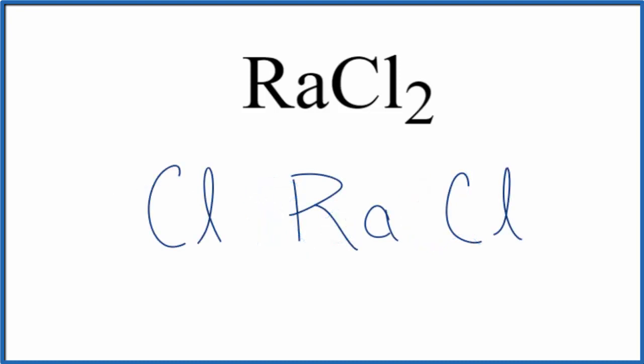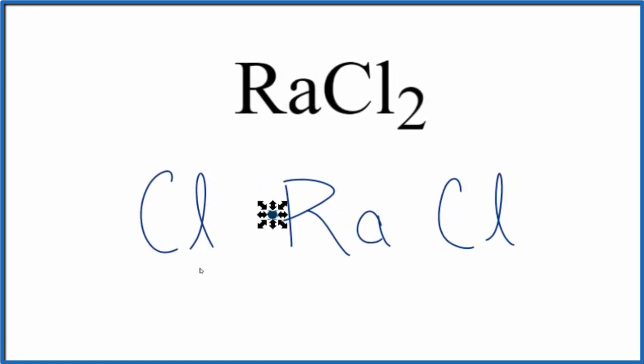Radium's in group 2 on the periodic table, so it's going to have 2 valence electrons. Let's put one on either side of the radium. And then chlorine, group 17, sometimes called 7A, has 7 valence electrons. So we'll put 7 valence electrons around each chlorine.